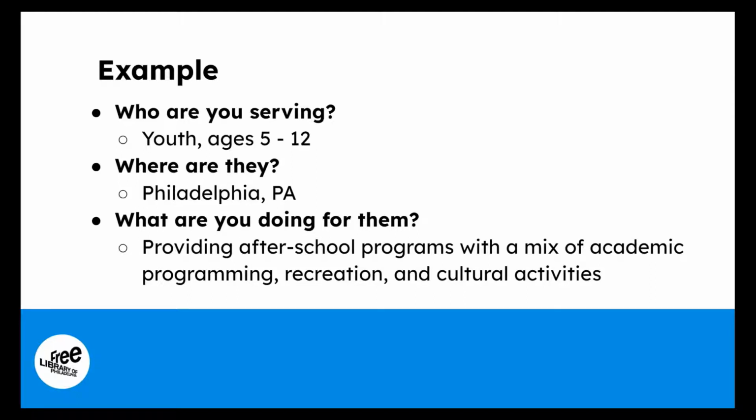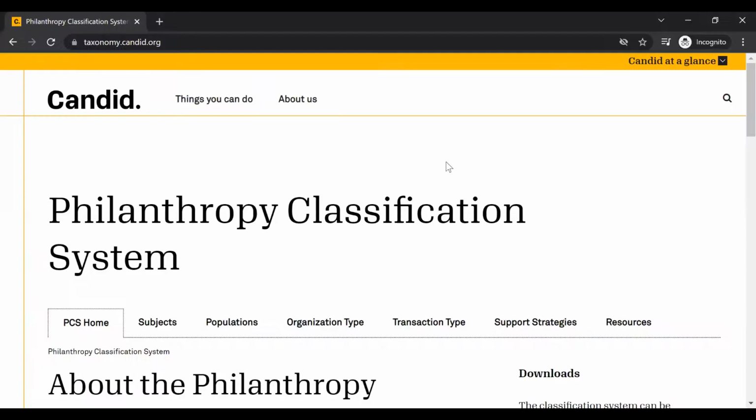Once you've answered these questions, you can look at the taxonomy to find the terms most relevant to your work and your funding needs. So let's take a look at the Philanthropy Classification System website. To access the website, you can go to taxonomy.candid.org.